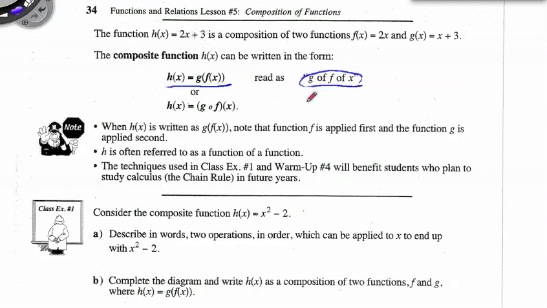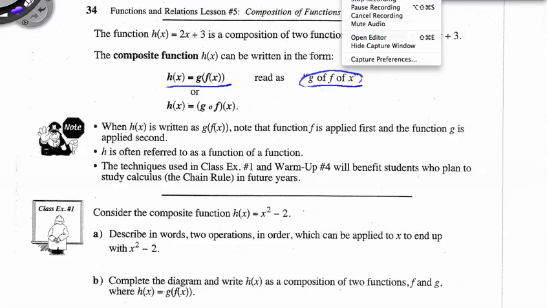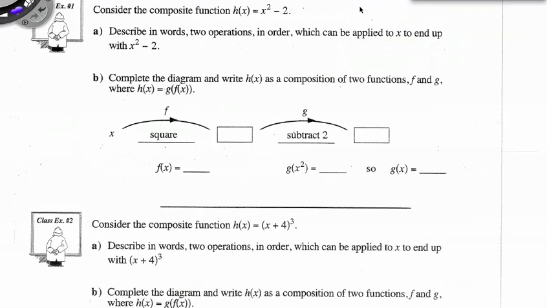Okay, so let's pause for a sec, scroll down. Class example 1: consider the composite function h of x equals x squared minus 2. Looks like they're taking x, it's being squared, and then 2 is subtracted. Describe in words two operations, in the correct order, which can be applied to x to end up with this. Well, that's basically what I was talking about.